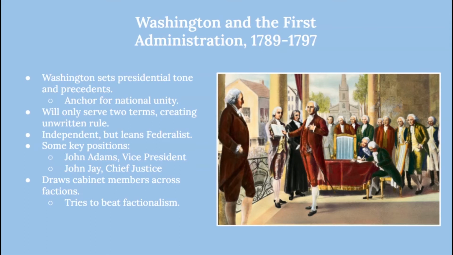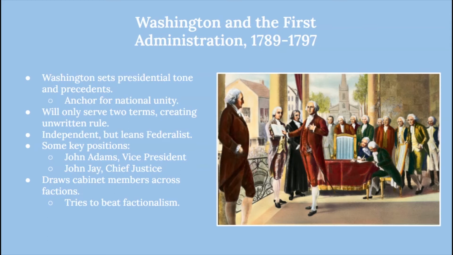One example of a precedent he sets is that he chooses to only serve for 2 terms, which creates an unwritten rule. Later people will try and win 3rd terms, and actually FDR is going to win 4 terms. But generally speaking, that's a faux pas, and Washington will create that standard. Again, he is independent of party, but if he had to lean in one direction, it's probably towards the Federalists.